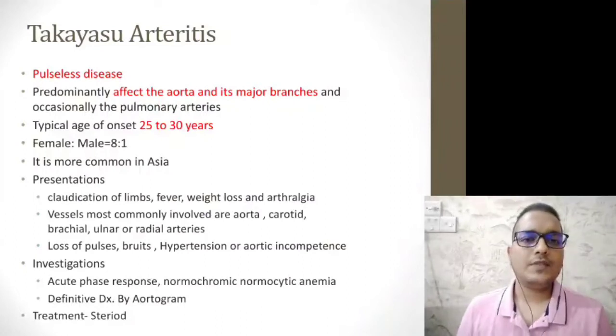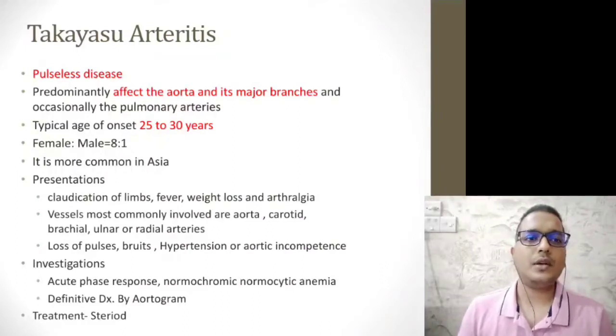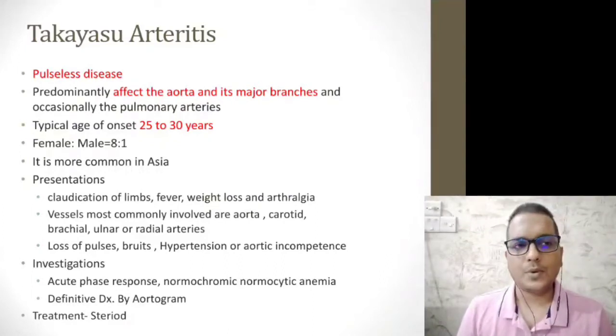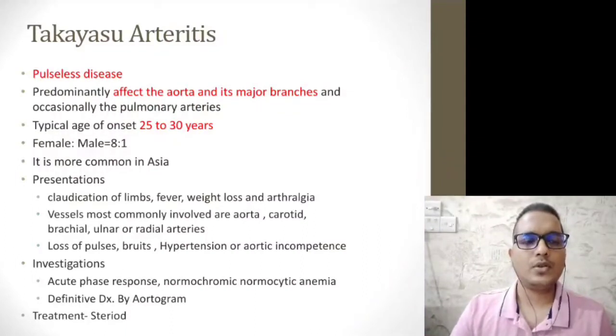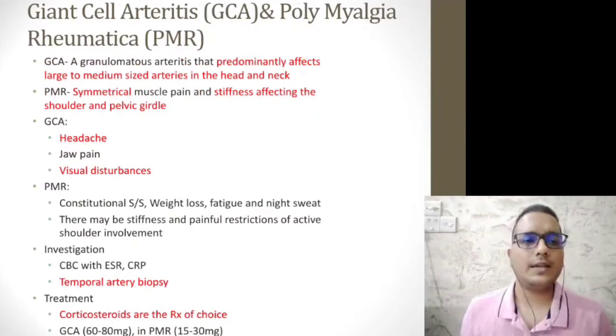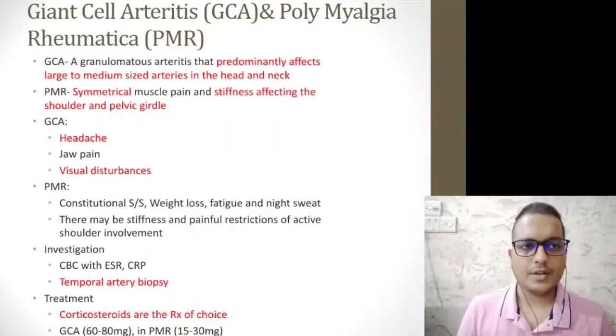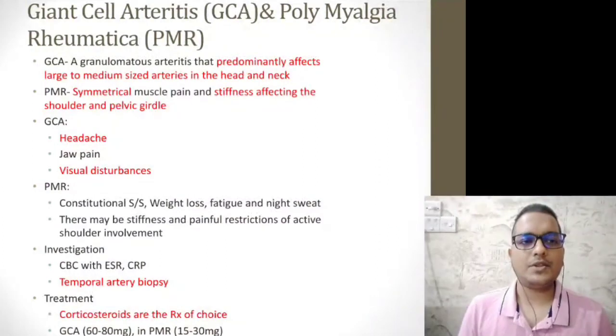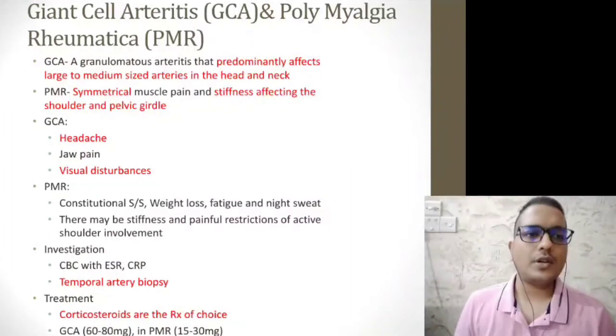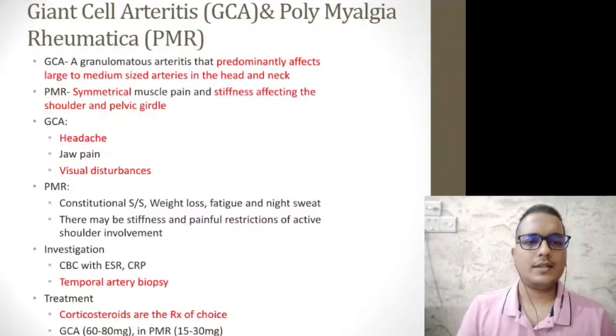In investigations, the most important thing is we need to see those giant arteries, maybe by aortogram. We need to visualize the arteries and it will show that there is narrowing. So the diagnosis of Takayasu arteritis will be made and the treatment is steroid. In all the vasculitis, the most important treatment is steroid. We don't need to learn the doses as much, but sometimes the doses are important. In general, steroids are the treatment.